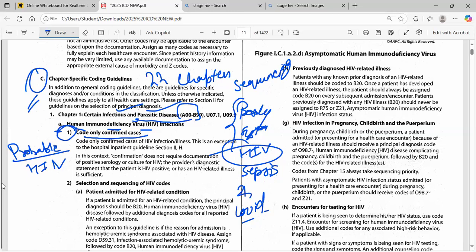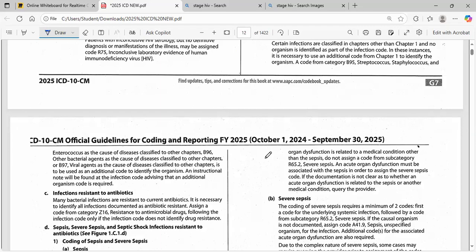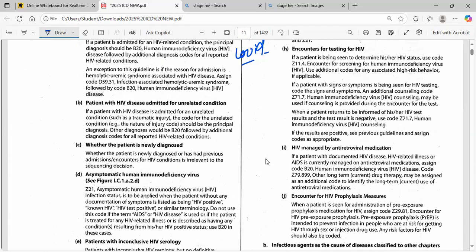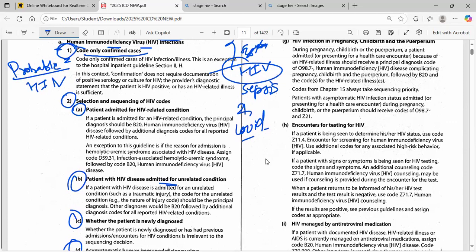I'm going to mute myself for 5 minutes. You have to go through guideline number 1, guideline number 2, A, B, and C, followed by D. So you have to read asymptomatic HIV, and patient with HIV disease admitted for an unrelated condition. Just go through the guideline first, second, A, B, C, and let me know whenever you are done. Then we will scroll down and go through guideline number D2.